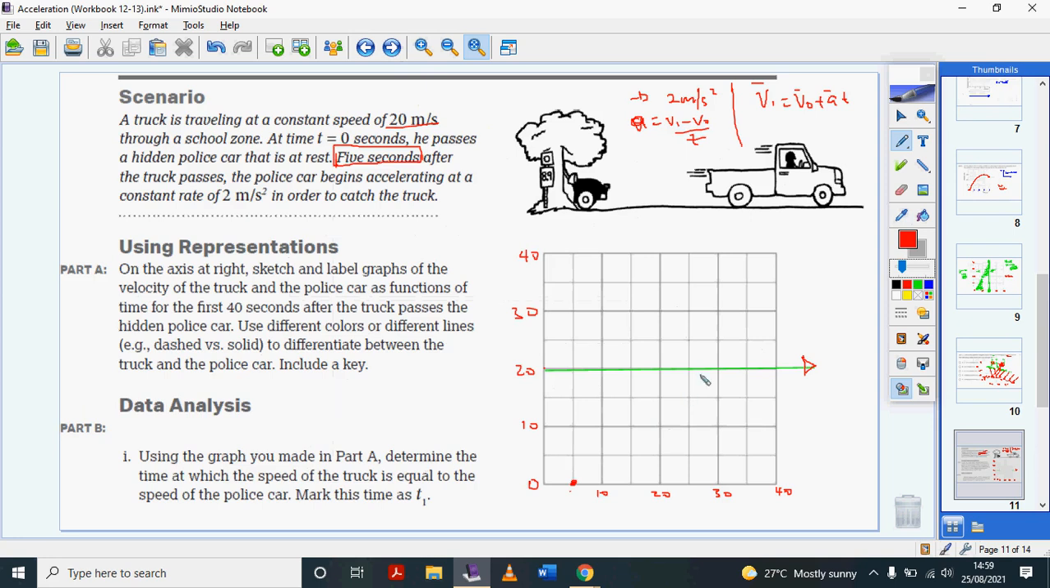So after 1 second, its velocity will be, v0 will have been 0 because it started at rest, plus acceleration, which is 2, times time, which is 1. After 10 seconds, it would be 0 plus 2 times 10. So after 10 seconds, its speed is 20.